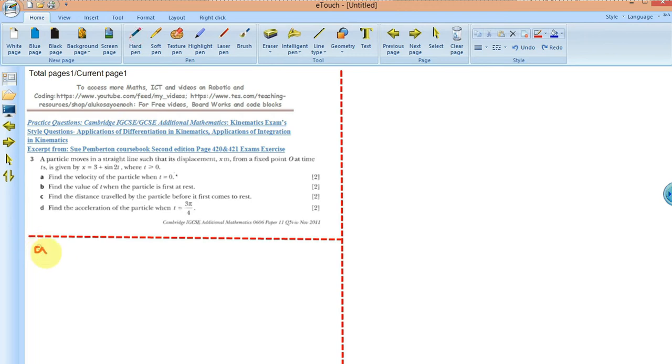Okay, guys, how do you find velocity? Let's go ahead, and don't forget that we are trying to look at the application of differentiation and integration in kinematics. Now this is velocity. Anytime you are given displacement, when you differentiate the displacement with respect to time, what you have is velocity.